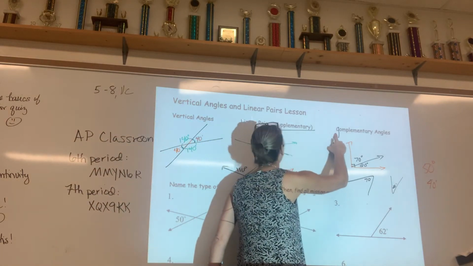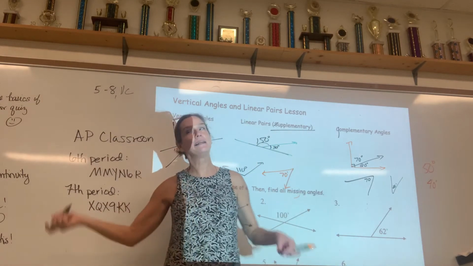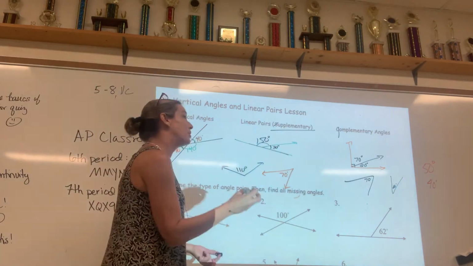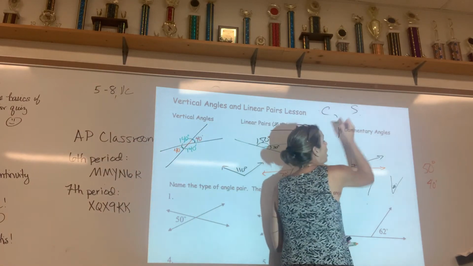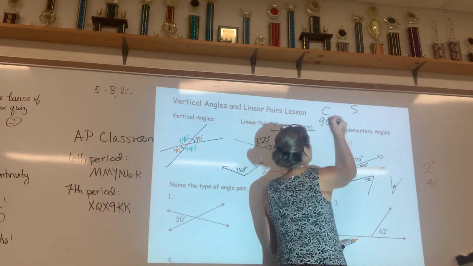This I can make a 9 out of, this I can make an 8 out of. One of them's 90, one of them's 180. Or you could remember that C is before S in the number line. This one's 90 and this one's 180.